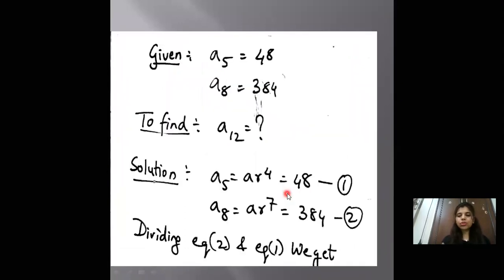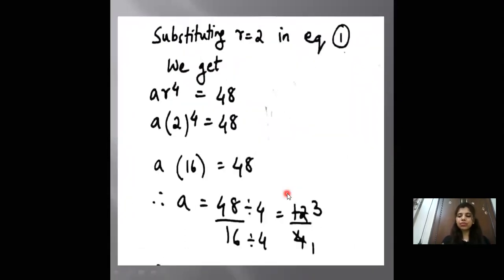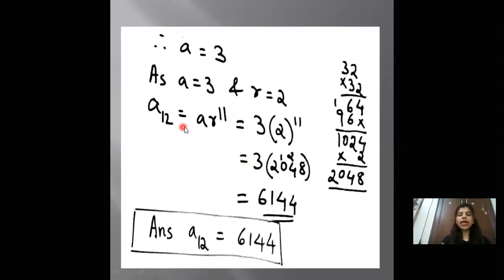Find the 12th term. So the 12th term can be written as A R raised to 11. So A is 3, R is 2, 2 raised to 11. What I have done is 2 raised to 5 is 32, and again 2 raised to 5. So 32 into 32 will give the value for 2 raised to 10. So that I have got as 1024. Then I multiplied with 2. So that is how I got 2048.